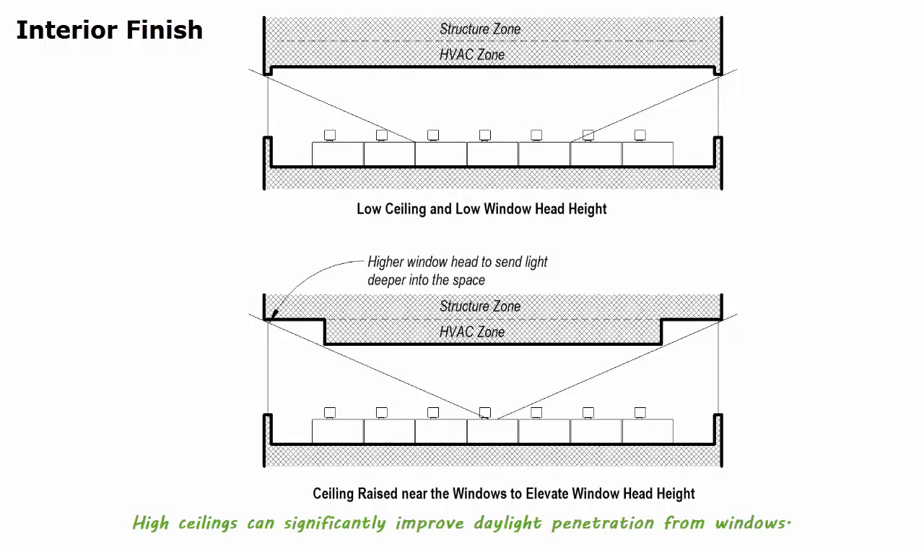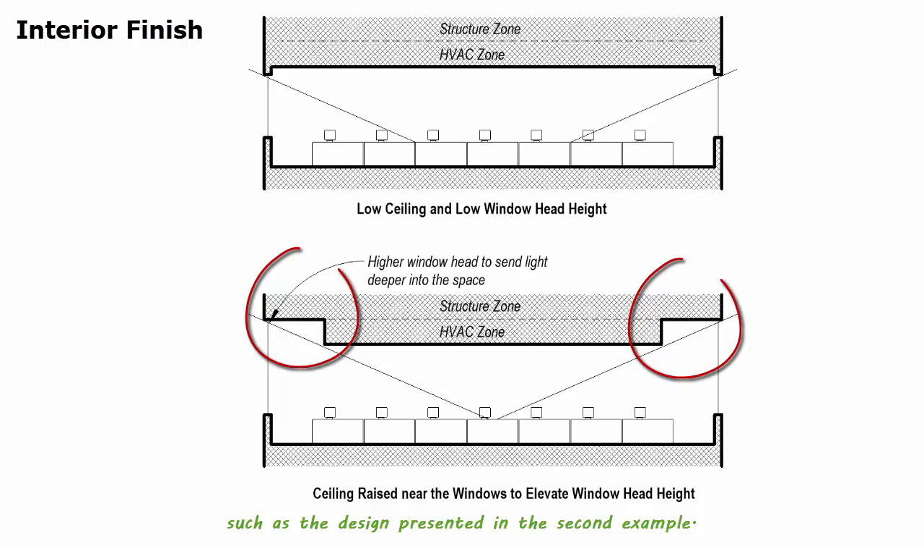High ceilings can significantly improve daylight penetration from windows. A high ceiling will also allow windows to be placed high, which sends daylight deeper into the space. However, raising the ceiling height can mean raising the floor-to-floor height, which would greatly increase construction costs. Thoughtful design solutions that involve systems integration approaches are required to elevate the ceiling height without raising the floor-to-floor height, such as the design presented in the second example.